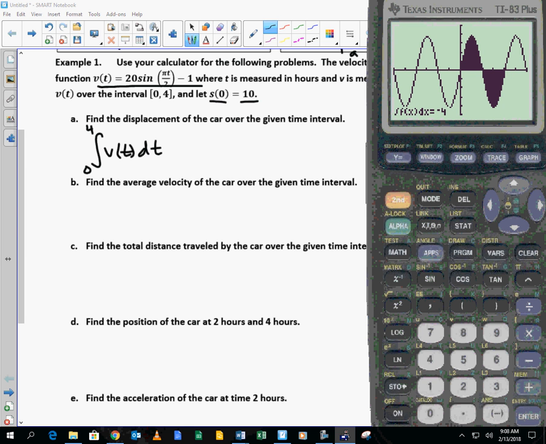What do I get? Negative 4. Now, by the looks of this, it looks like it maybe has equal area above and equal area below, doesn't it? But that's just the way that the graph looks. There's actually a little bit more area below, okay? And so we get negative 4. Negative 4 what? Negative 4 miles. So if its displacement is negative 4 miles, where is it currently sitting? At mile marker 6. Very good.